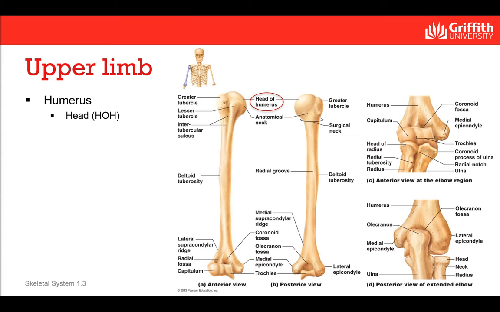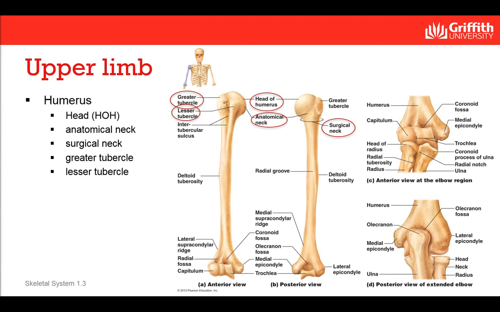The head of the humerus, the short and narrow anatomical neck, the surgical neck, which is often broken because it is more distal, the greater tubercle, and lesser tubercle. These are separated by the intertubercular groove or sulcus, which is a depression in the humerus that the biceps brachii tendon passes through.